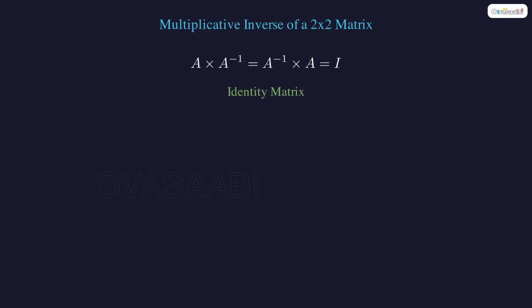The multiplicative inverse of a matrix A is another matrix, called A inverse, that gives the identity matrix when multiplied together. It's like dividing, but for matrices.